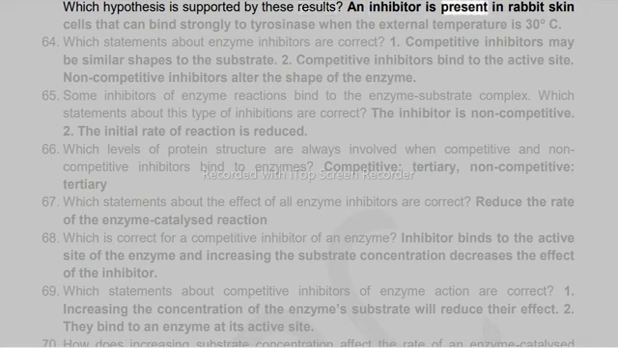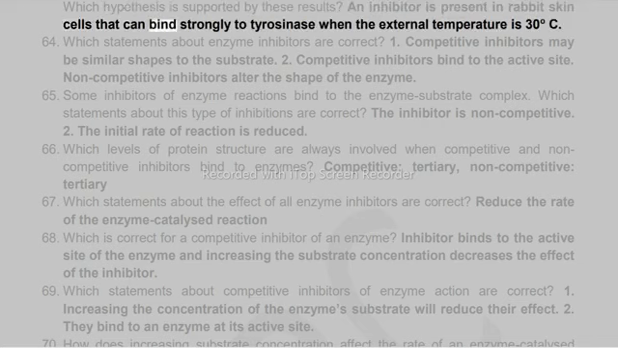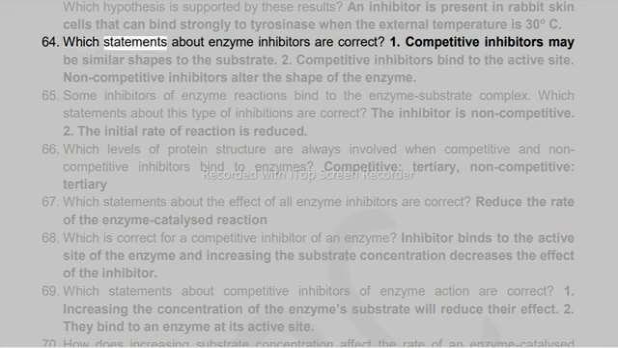Which hypothesis is supported by these results? An inhibitor is present in rabbit skin cells that can bind strongly to tyrosinase when the external temperature is 30 °C.